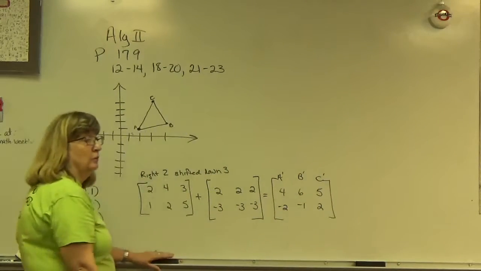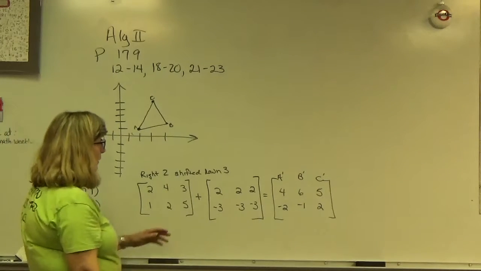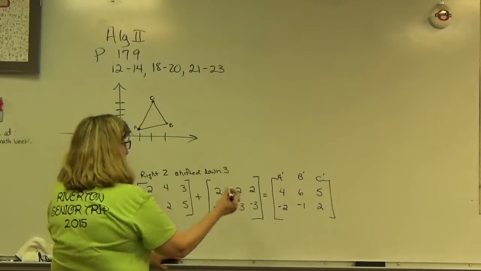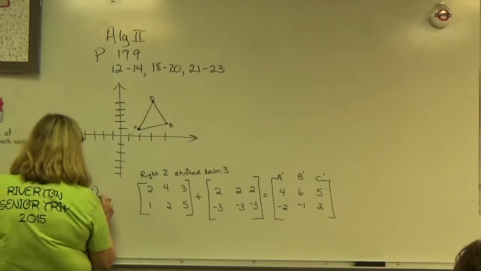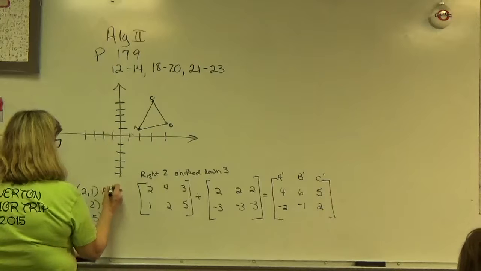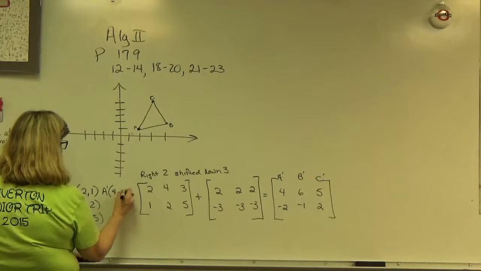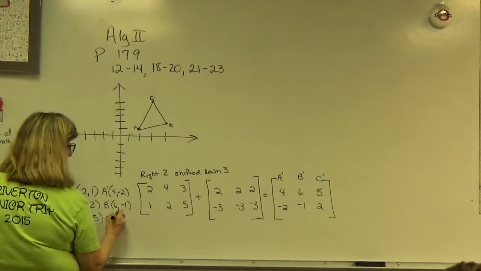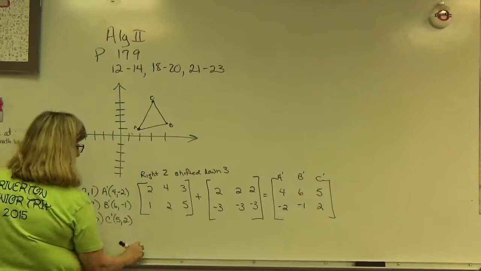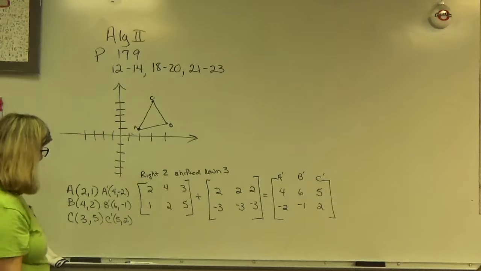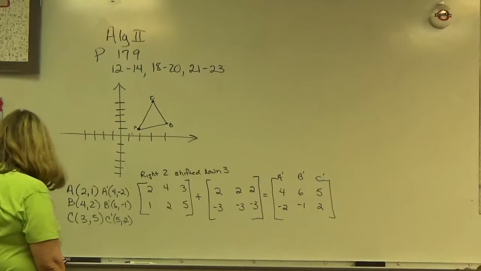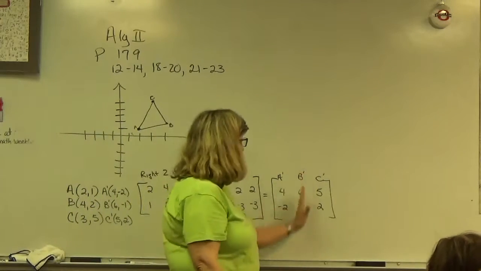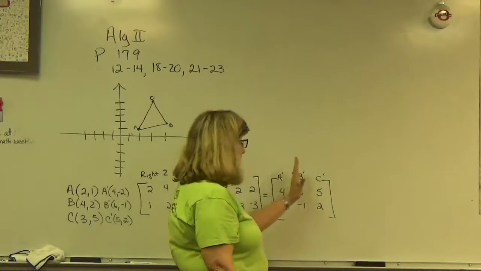A different triangle moved to a new location, and that location is 2 to the right and down 3 from whatever it was. So now, what's our new triangle? It's A, 4, -2. B, 6, -1. C, 5, 2. How do we graph these? Just ordered pairs. Each column gives you a vertex.